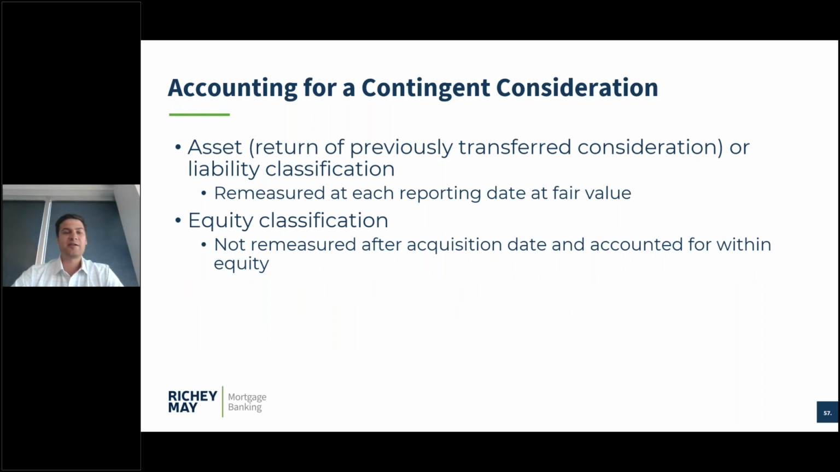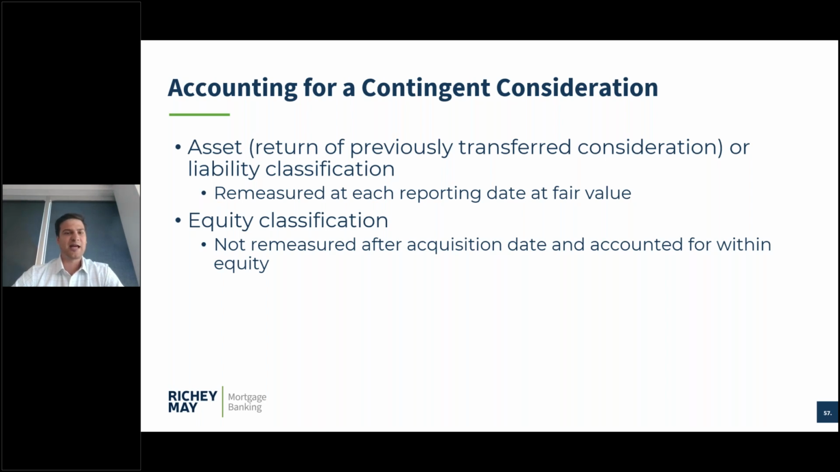And there are three ways that contingent considerations can be accounted for. Most commonly seen is a liability. This represents an arrangement that is required to be settled in cash or other assets at a later date. And the liability is measured at fair value, but then it's also remeasured at the end of each reporting date.